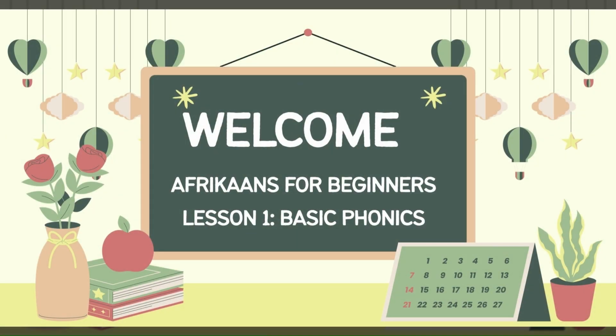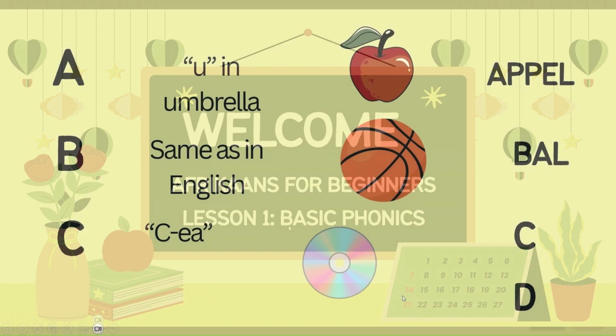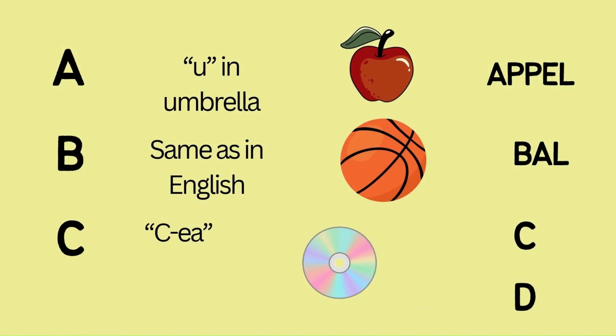Welcome. This is Afrikaans for beginners, lesson 1, basic phonics. Our first letter, A, we pronounce A, like in the word umbrella. Let's say it again. Ah. An example, very similar to the word apple, we say apple. Let's say it one more time.